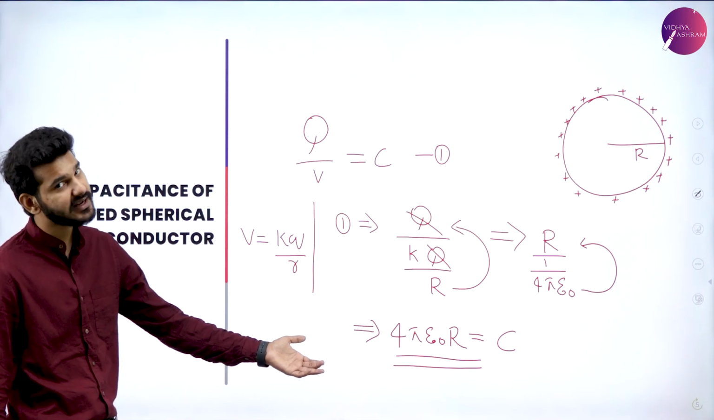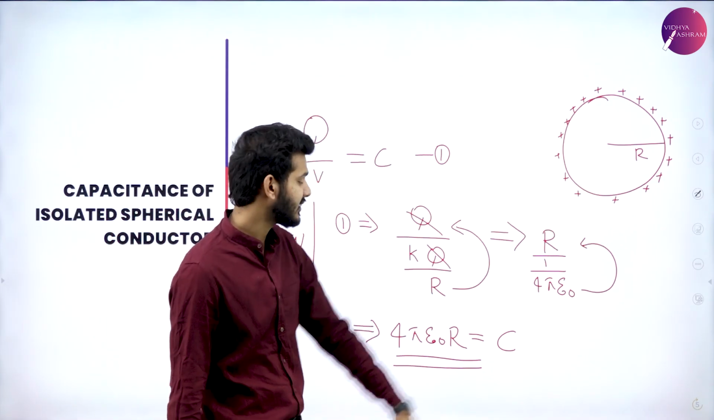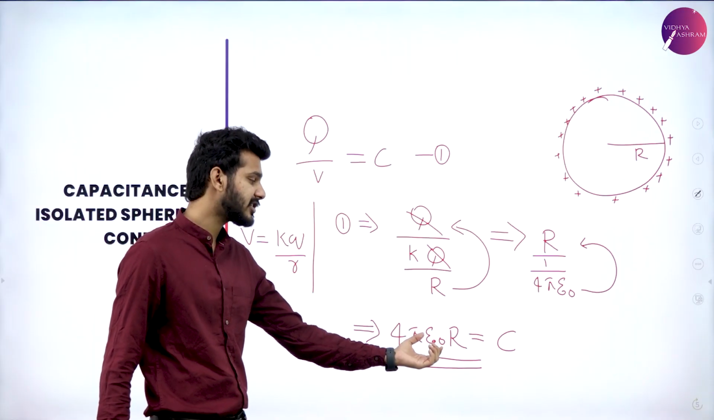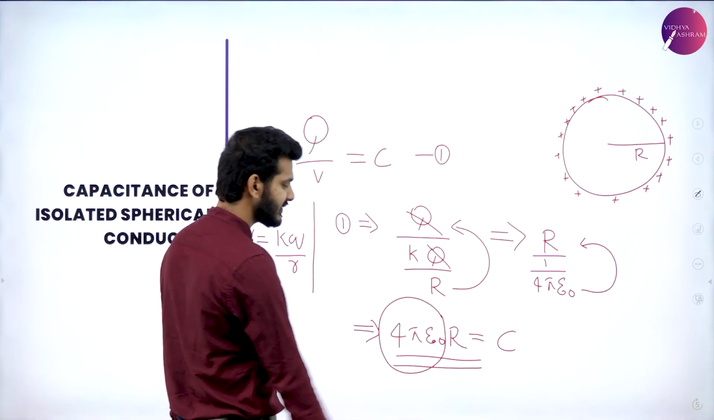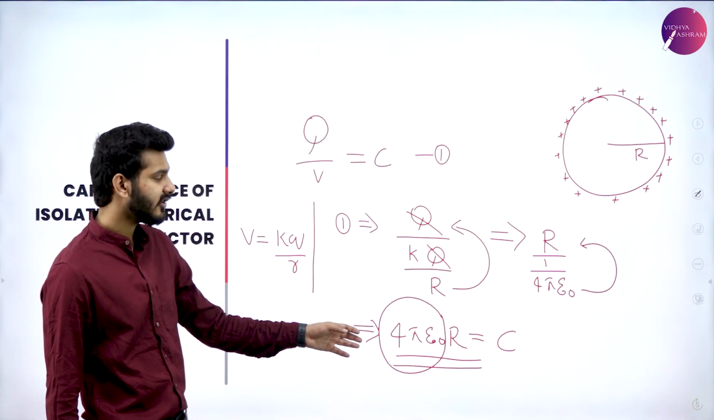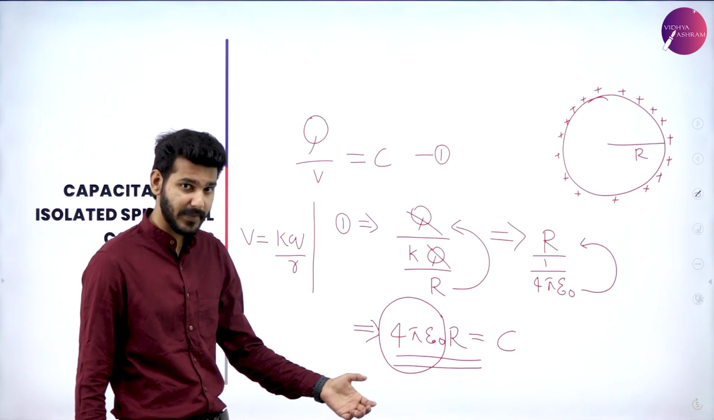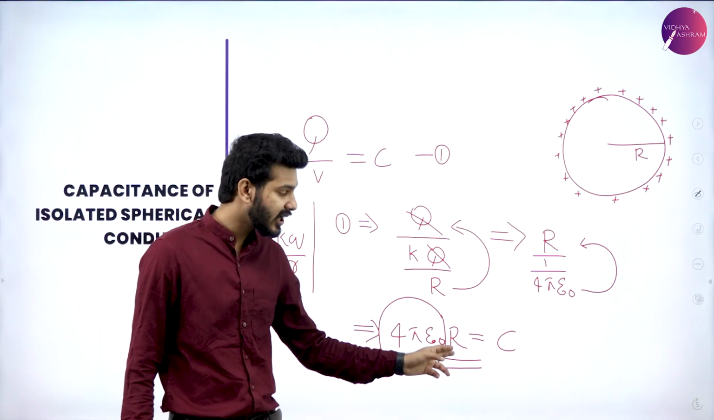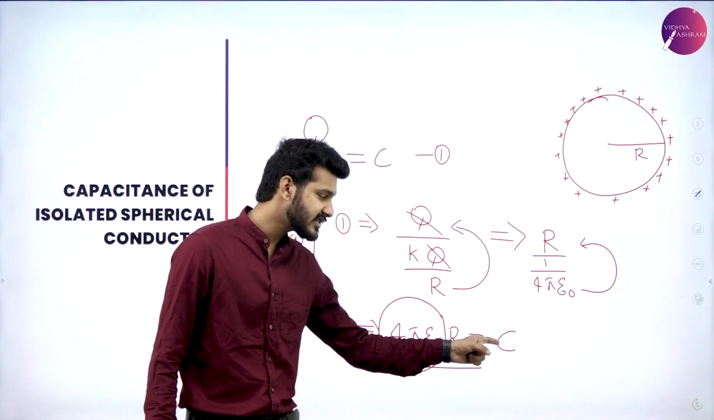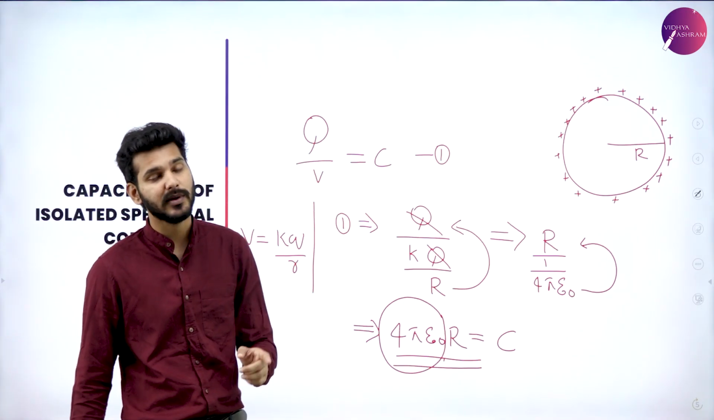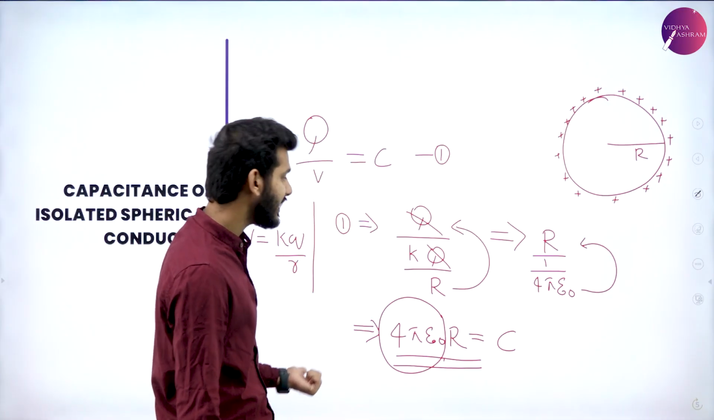So what do you understand from this? The capacitance of that particular isolated sphere in space is nothing but 4 pi epsilon naught R. So all these are mathematical quantities or constants. They don't affect the capacitance of that particular sphere. The only thing that affects the capacitance of that particular sphere is the radius. If the radius increases or decreases, the capacitance is affected. Otherwise, it remains unaffected by the concentration of charge or any other properties.